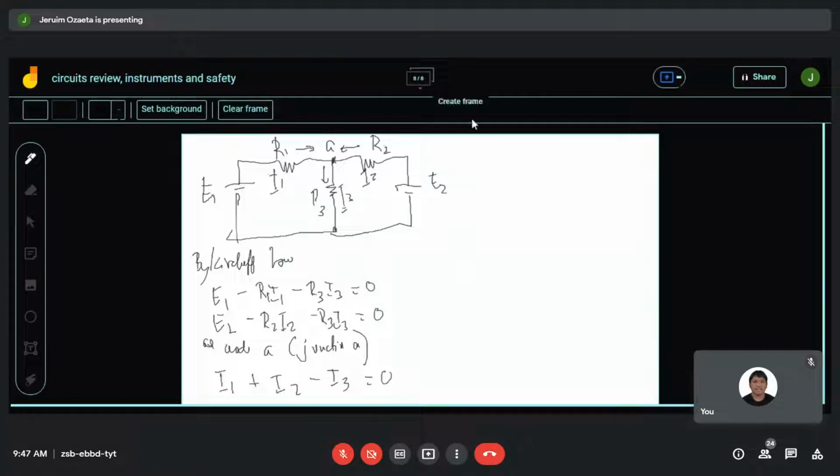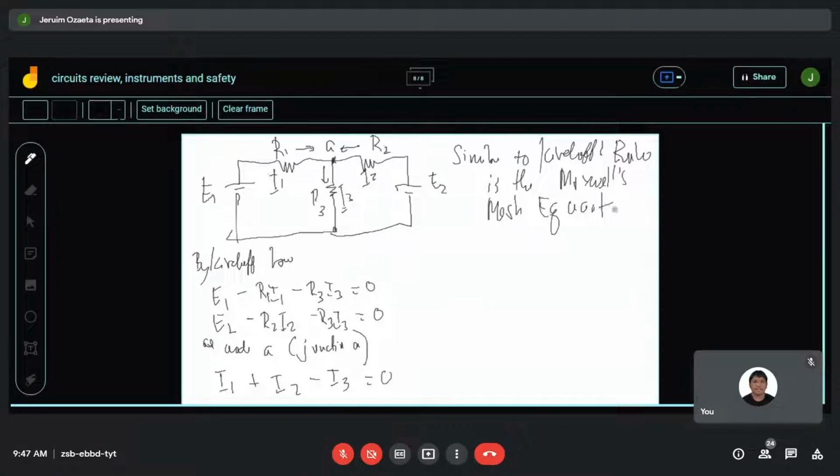Now, similar to Kirchhoff's law, let's call this rule Maxwell's mesh equation. Wherein in the mesh, we draw the circuit as composed of only one current flowing in the loop.